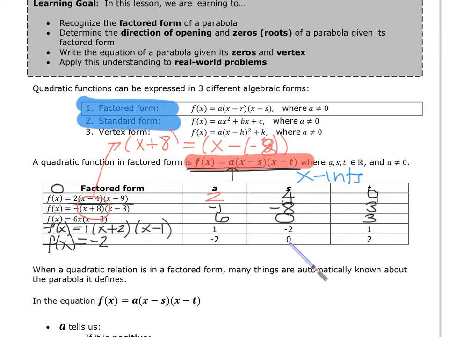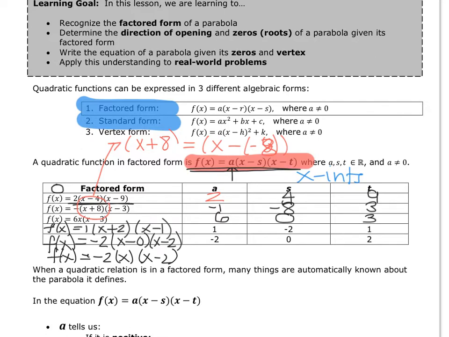Okay, so our first x-intercept is 0. So we're calling this s. So instead of s, I'm going to write 0. And instead of t, I'm going to write 2. So I'm going to rewrite this as x minus 0, x minus 2. So we know that x minus 0 is just x. So I'm going to rewrite this one more time. And I've got f at x equals negative 2 times x minus 2. And that's my final answer.